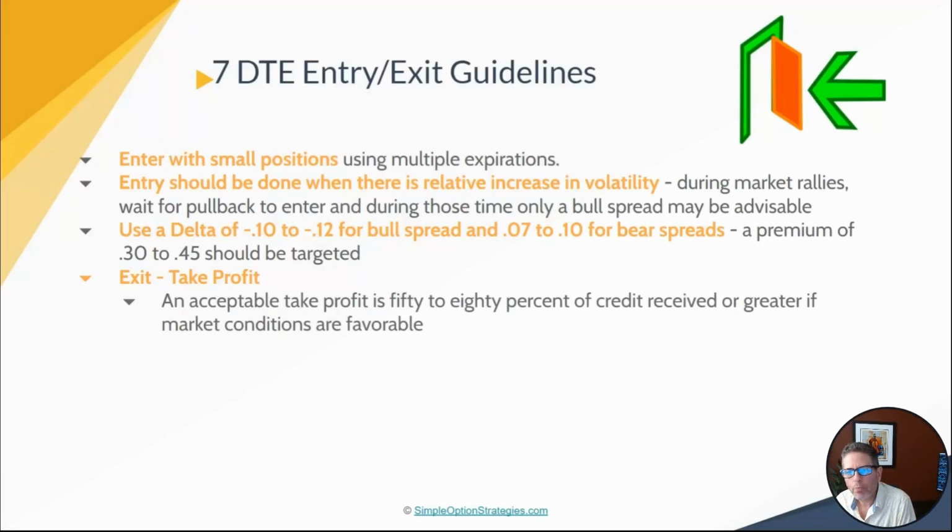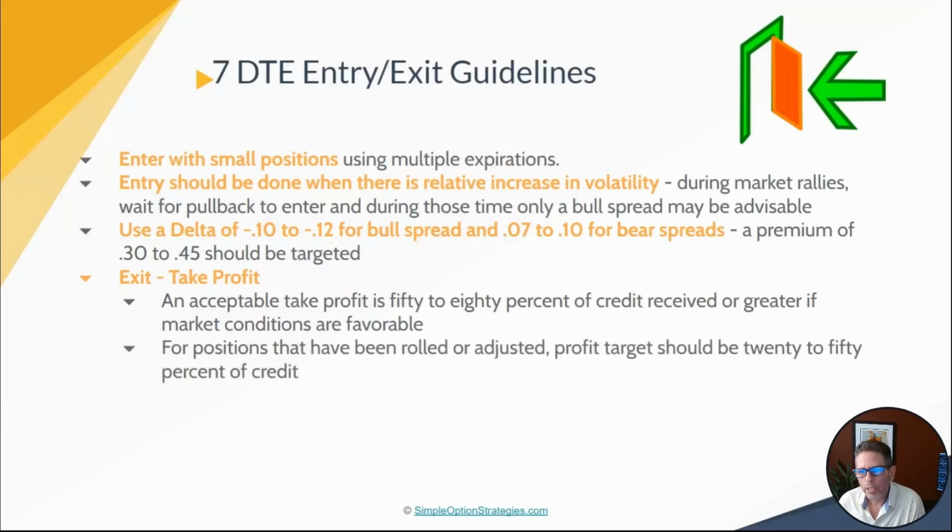An acceptable take profit is 50 to 80%. What I do is when I put on the trade, I immediately set my take profit to 10 cents. That way I have all my orders in front of me and know where that premium is versus what my goal is to get out. Most of the time I'll take between 10 cents and 20 cents depending on the market condition.